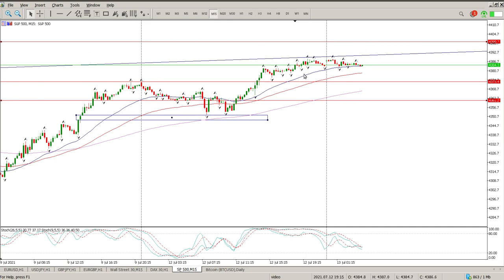Okay, so that's kind of my view at the moment. Very cautious and still looking for longs, but looking for longs off structure. So pullbacks are to be bought until we tag 4,400. Once we tag 4,400, then we need to reassess and look at what's going on.